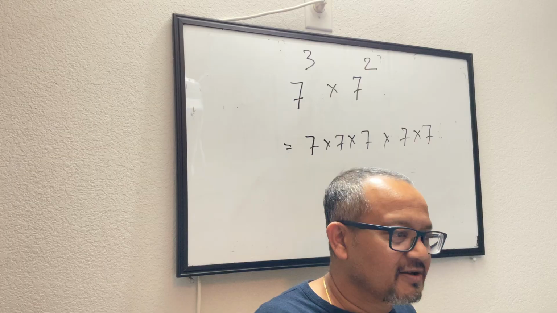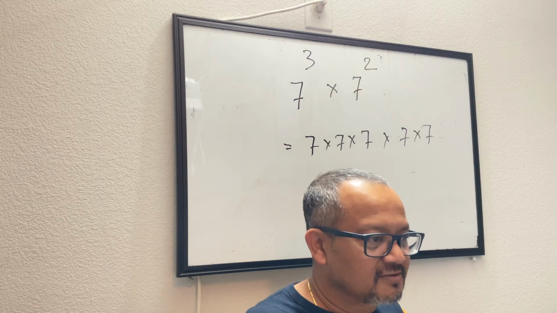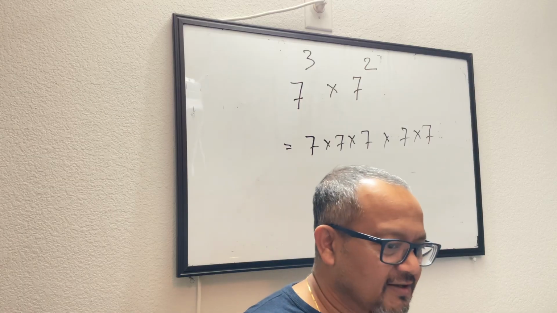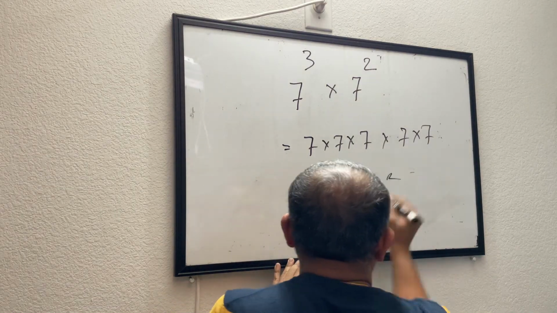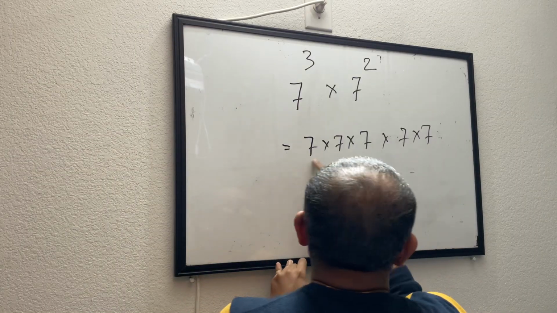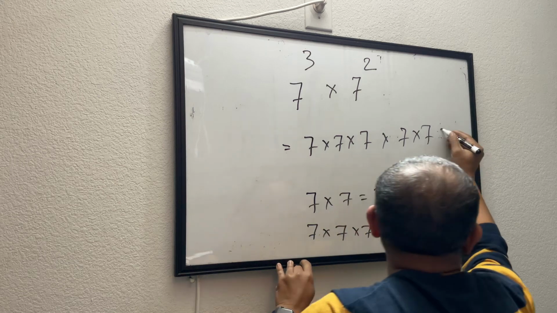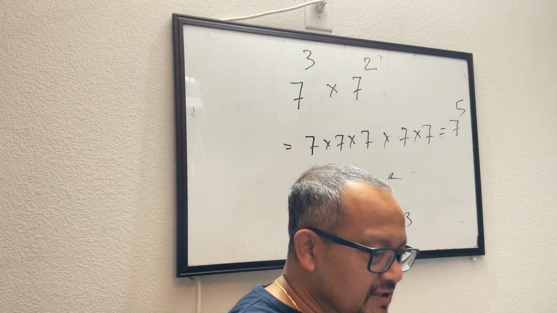What will that be? Five sevens. Like there's five sevens, 7 to the power 5. Exactly. If 7 into 7 is 7 to the power 2, 7 into 7 into 7 is 7 to the power 3. If I have 7 multiplied 5 times, that will be nothing but 7 to the power 5. Manas, does it make sense?